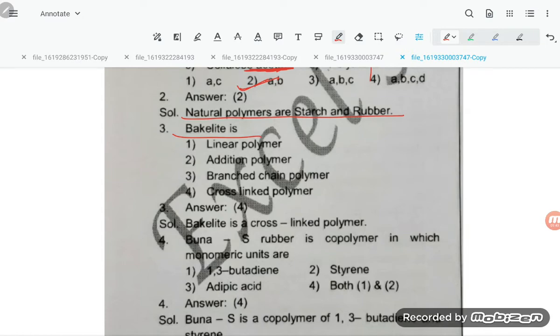Bakelite, if you talk about it, is a cross-linked polymer, students. Bakelite is a highly cross-linked polymer. So option number 4 is correct.